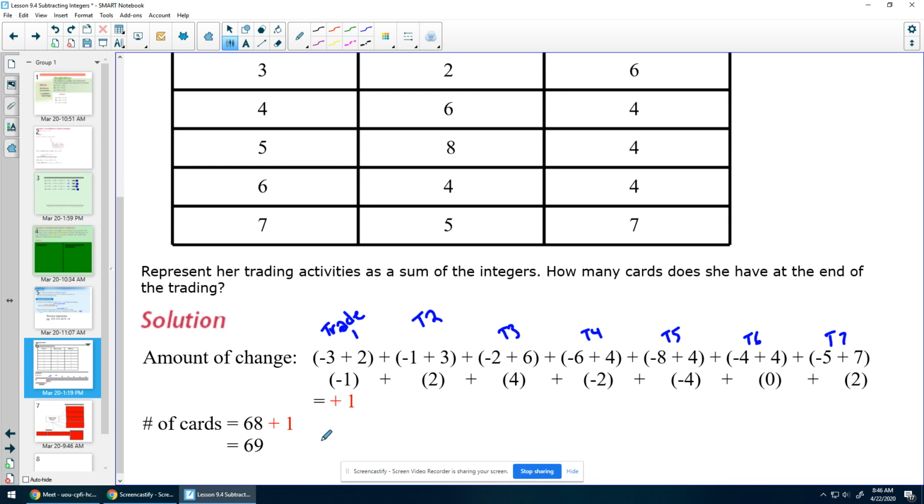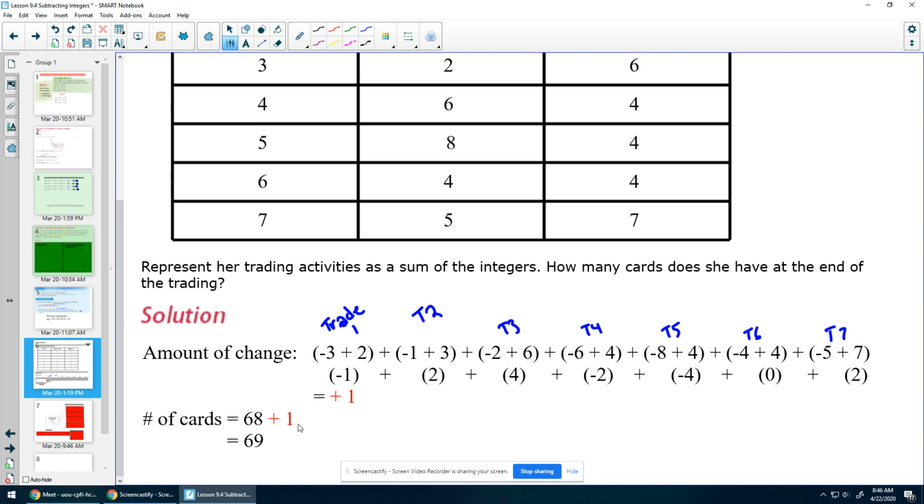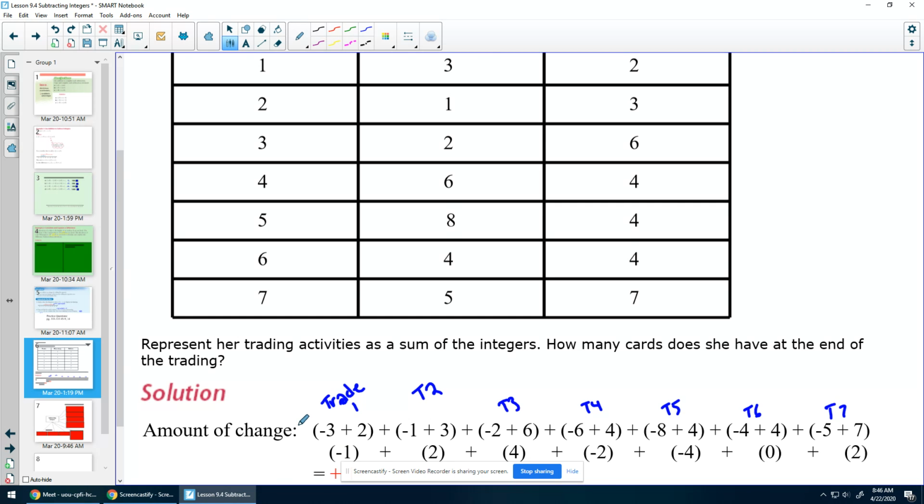So the number of cards that she has at the end of her trading is 68 plus 1. She has 69 cards.